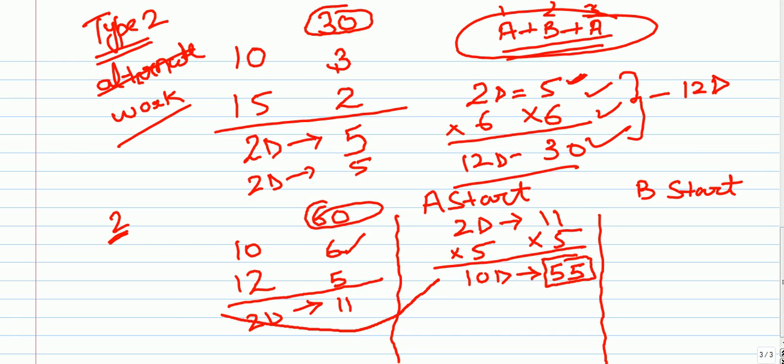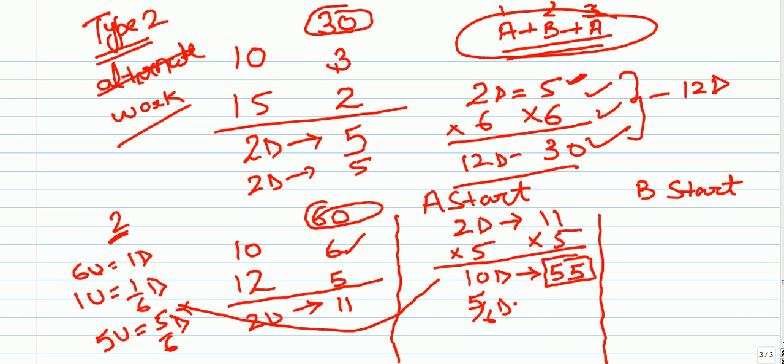So what we can do, you know that A will complete 6 units of work in one day. 1 unit of work he will complete in 1/6 of a day. But how much is left? 5 units are left. 5 units he will complete in 5/6 of a day. So in 5/6 part of the next day, the remaining 5 units of work is completed. So overall in 10 and 5/6 days, all 60 units are completed. So when A starts, this is the answer we are getting.